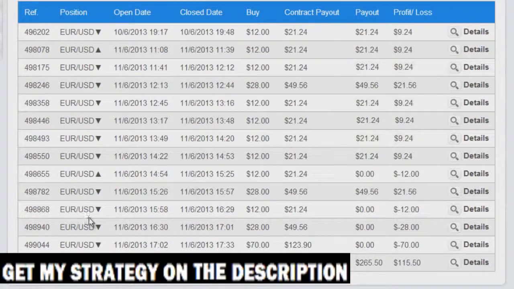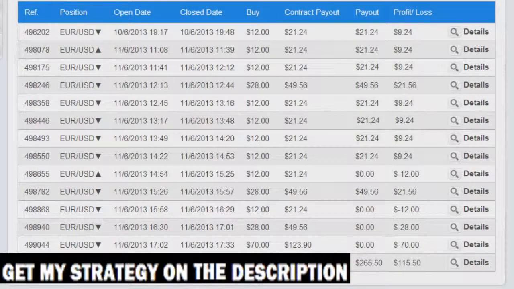So let's take this opportunity to review all of our steps again. Here was the first trade for $12. We had a put down trade. This trade had a 0 payout because it was a losing trade. Our second trade for $28 was a put down trade. This trade also had a 0 payout. It was a losing trade. Then we've got our third trade for $70. We created a put down trade, and this trade had a 0 payout as well because it was a losing trade. So then we moved on to step 4.